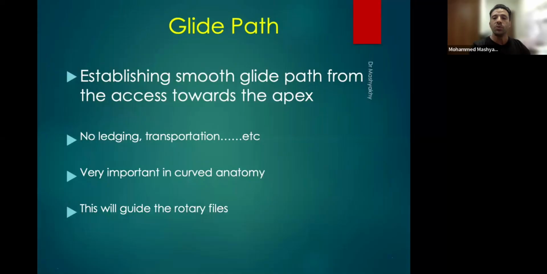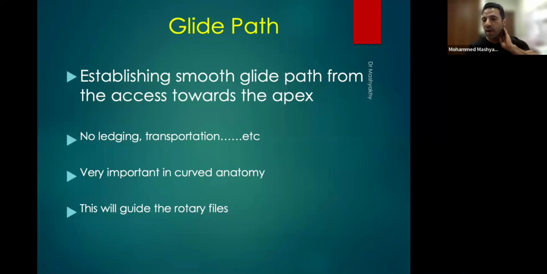So you have to establish a smooth glide path. You can do that by having small hand files or rotary files. It's very important to have a glide path, because you will never have a ledge, okay? No transportation. It's very important in curved canal, and it will guide the rotary files. For example, if you go with a curved canal and you go forward all the way down with the small hand file or with the small rotary files, then the canal becomes very smooth and you will never make a ledge, because you are smooth all the way down.